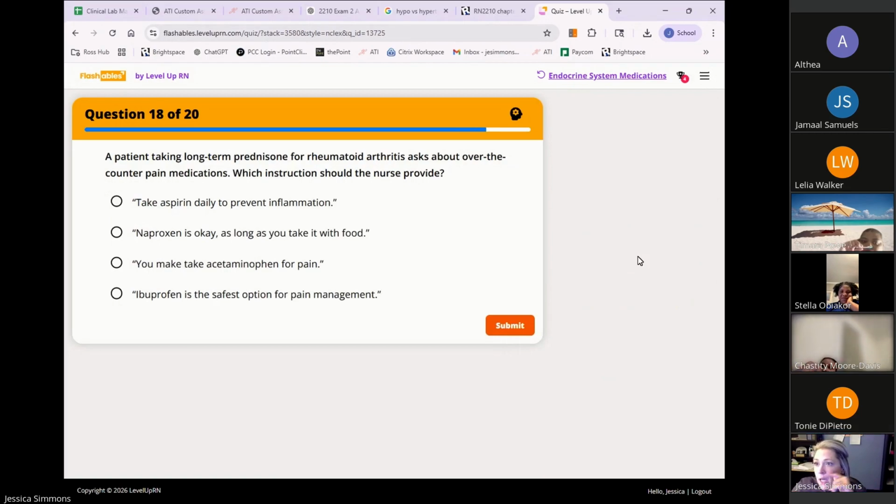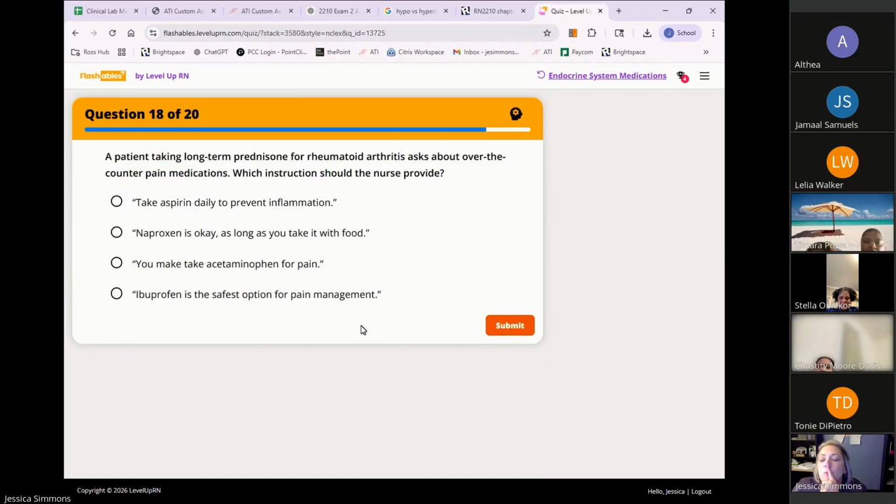A patient taking long-term prednisone for rheumatoid arthritis asks about over-the-counter pain medications. Which instruction should the nurse provide? This question is specifically asking about a contraindication for prednisone. If you are taking long-term prednisone, what also should you not take? NSAIDs. Should not take NSAIDs. So what is an NSAID? Ibuprofen and then naproxen.